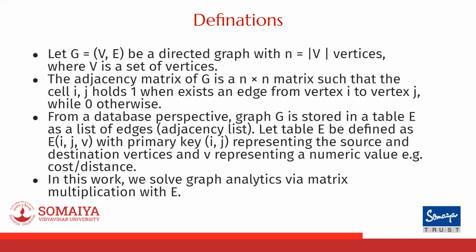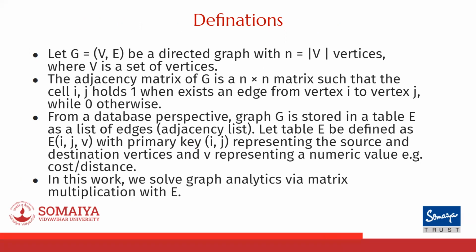So we have some basic definitions for this study. We take G as the graph, where V is the vertices and E are the edges, and N is equal to the number of vertices. The adjacency matrix of G is an N by N matrix such that the cell I, J holds 1 when there is an edge going from vertex I to J, and 0 otherwise.